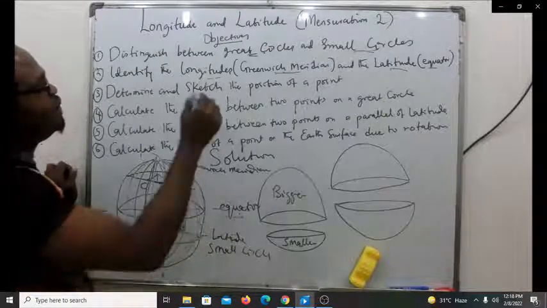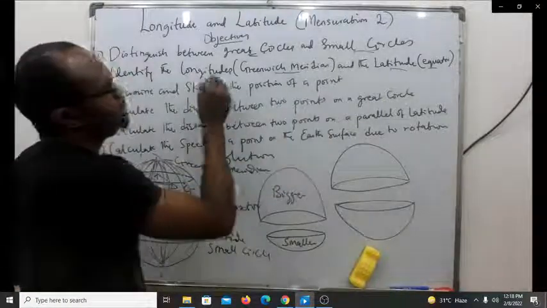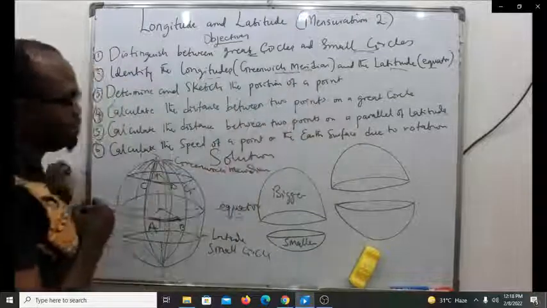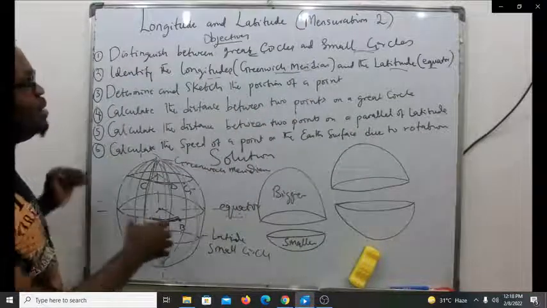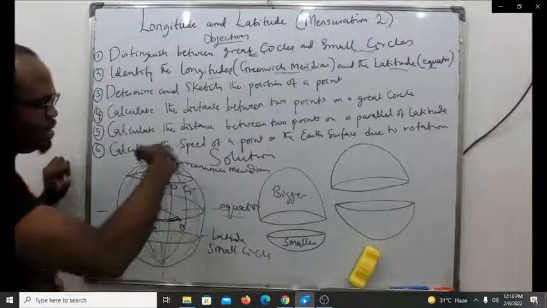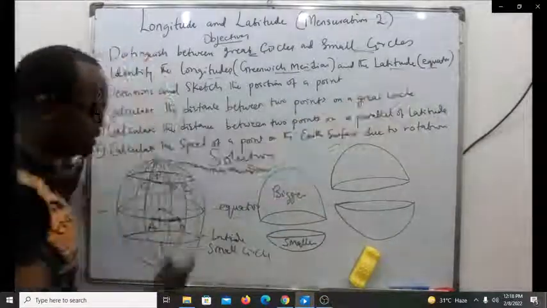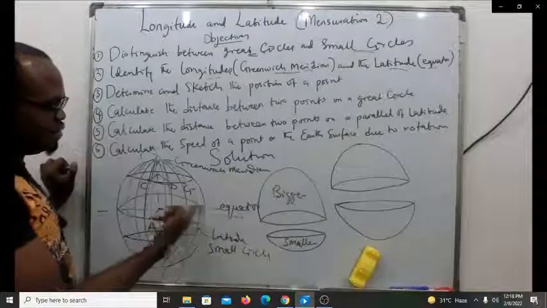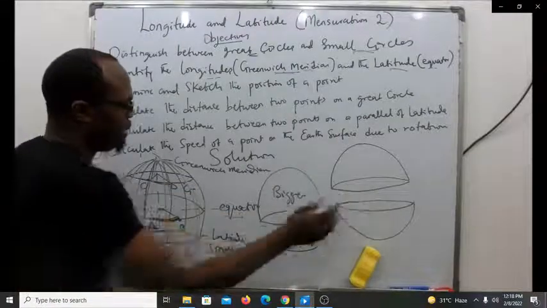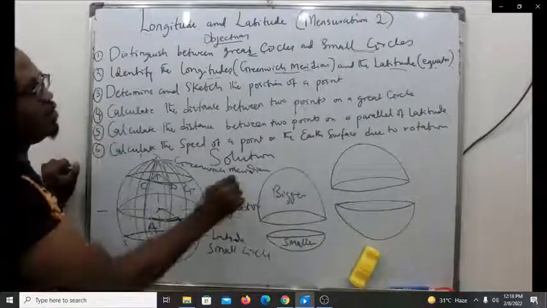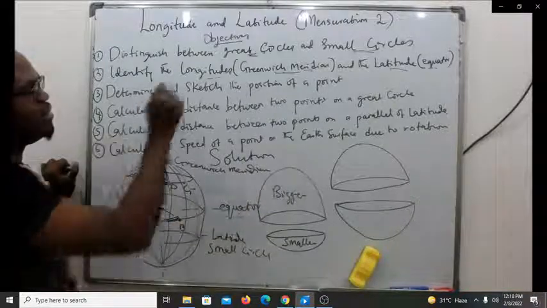Note, another word for the longitudes is meridians. So you have plenty of great circles as longitudes. But for the latitudes, the great circle there is the equator, because it is through the equator that you can have two equal parts. So whenever you hear the word meridian, you're also talking about longitudes.